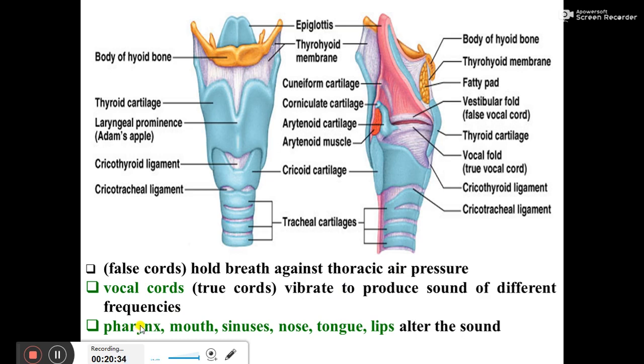The other parts like pharynx, mouth, sinus, nose, tongue, lips help in altering the sound. As I am talking to you, every single word is heard differently. This is the alteration in the sound which is caused by the moving of all the parts: our lips, our nose, and the breathing system also is different, and all this assists in the production of different words or different sounds.